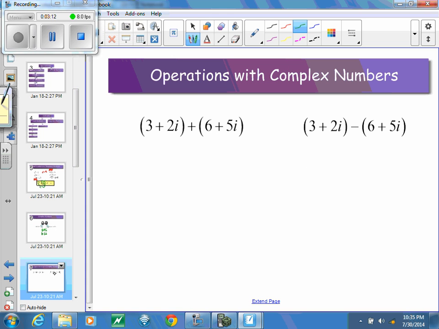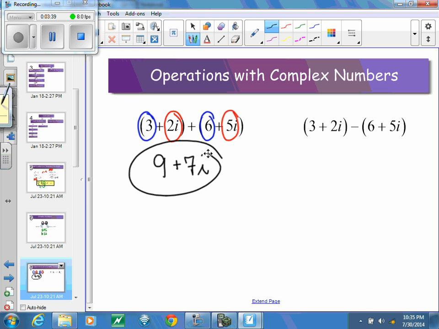So what are we going to do with these? Well, first of all, we have to review our operations with them. The nice thing about working with complex numbers is it's just like treating it like a variable. When you are adding complex numbers together, we're going to add like terms. We're going to take 3, we're going to add it to 6. We're going to take 2i, we're going to add 5i to it. So 3 plus 6 gives me 9. 2i plus 5i gives me 7i, and we're done. Adding them, you're adding like terms.